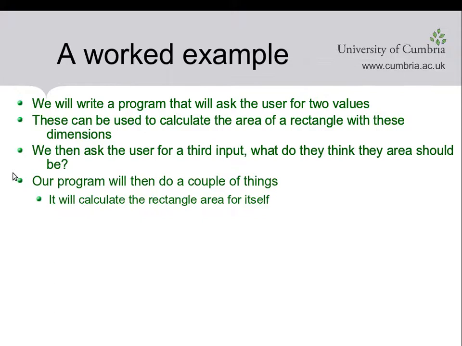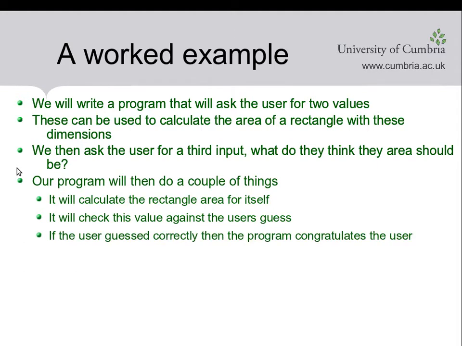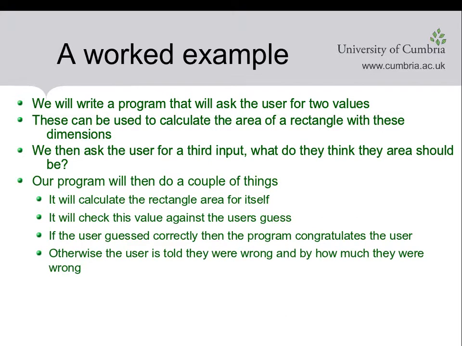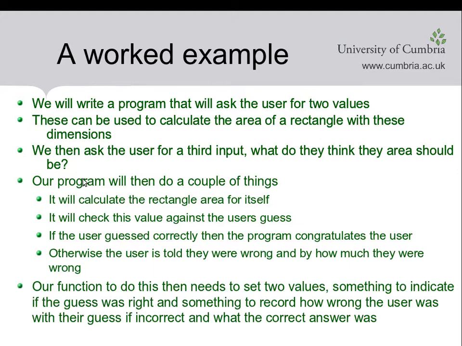It'll calculate the area of the rectangle for itself, and it will then check this value against the guess that the user has made. If the user has guessed correctly, so the values are the same, then the program congratulates the user and says well done. If the user is wrong, then the user needs to be told that their guess was wrong, but they might also like to know what the correct answer should have been and how much they were out by. So our function to do this then needs at least two values changing.